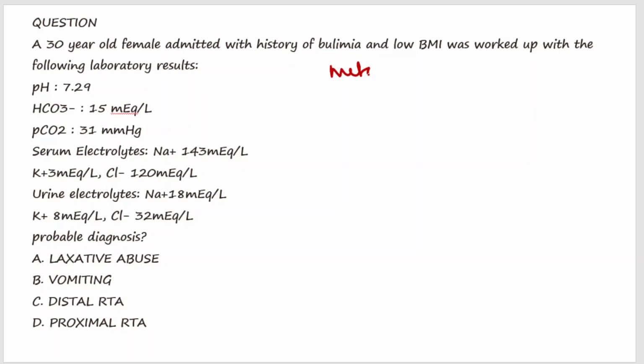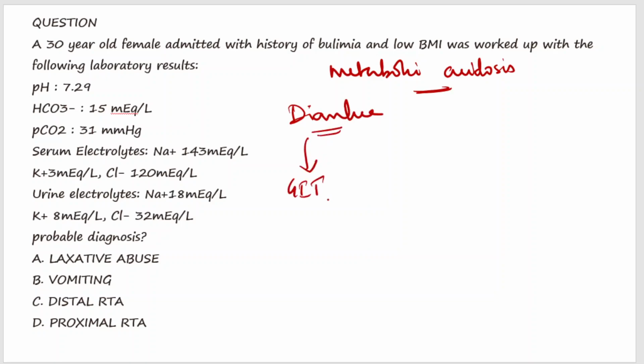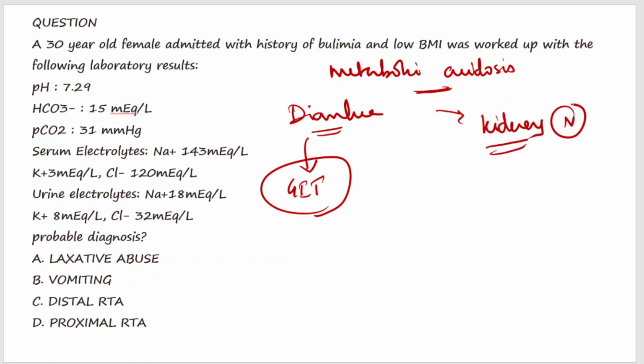So now all that we are talking about is metabolic acidosis. In response to acidosis, let's take diarrhea. In diarrhea, what happens? There is loss of electrolytes through the GI tract, which means that your kidney is functioning normally.